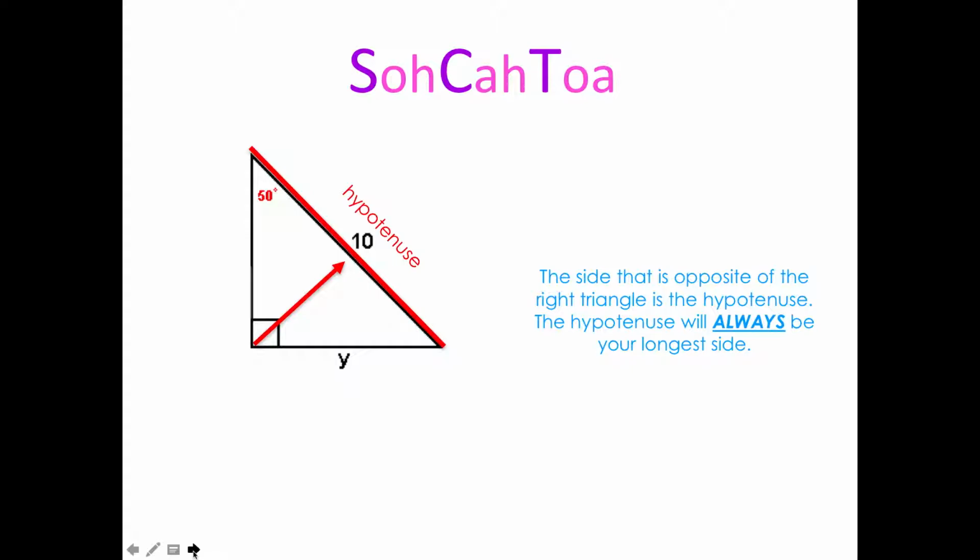Looking at labeling my picture here, I know that the side opposite of my right angle is my hypotenuse. The reason I know that is that's going to be my longest side, because my right angle is going to be my largest angle. So my hypotenuse will be across from the right angle. Again, it will always be the longest side. Do you hear me stressing always? Always, always, always. Okay.